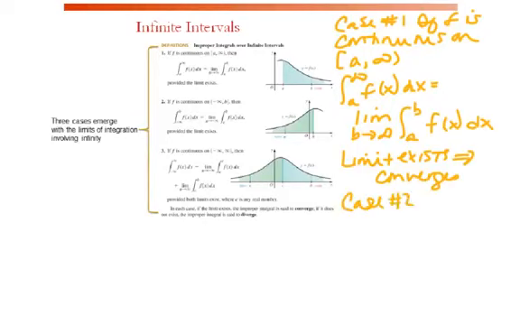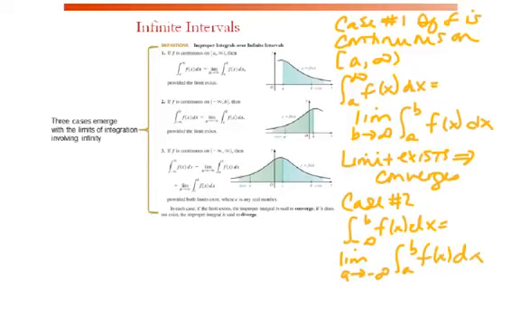The second case is when we have a lower limit of integration being negative infinity. And that's simply the limit as, I'm going to replace it with a, goes to negative infinity, of the integral from a to b, f of x dx. And again, the same case here. If the limit exists, then it's going to converge.